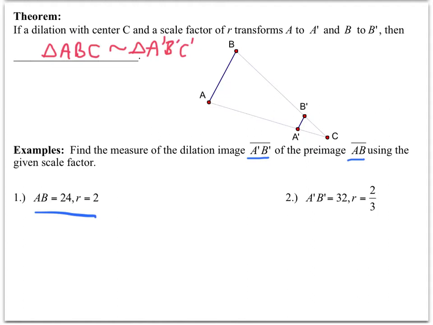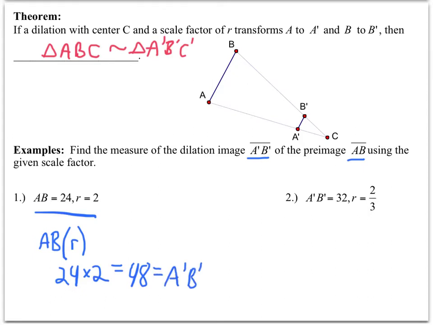So in the first example, we take AB and multiply that by the scale factor r. Side AB is 24 and r is 2, so 24 times 2 is equal to 48. 48 represents A prime, B prime, the length of A prime, B prime.